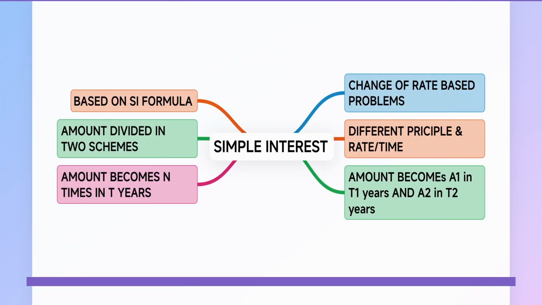So basically in this topic you will be seeing 6 types of questions. First, based on basic SI formula, amount divided in two schemes, amount becomes n times in t years, change of rate based problems, different principal and rate or time problems, amount becomes a1 in t1 years and a2 in t2 years. So basically all these types will be covered in short tricks. So without wasting time, let's start with the question, and all the questions will be level-wise, so we'll go from easy to hard.